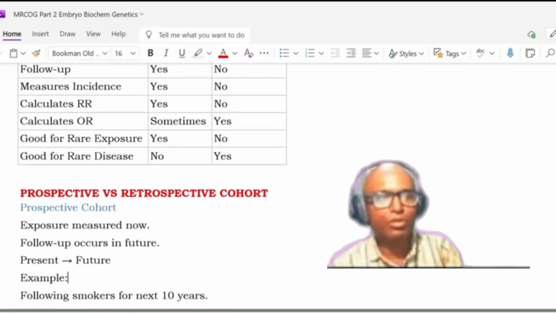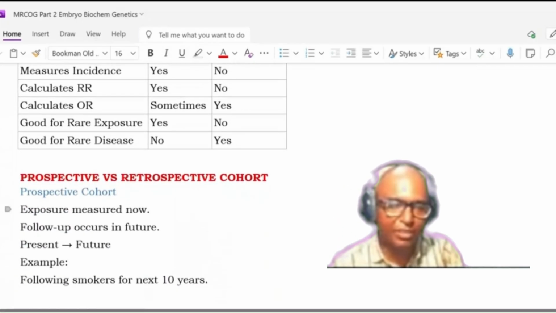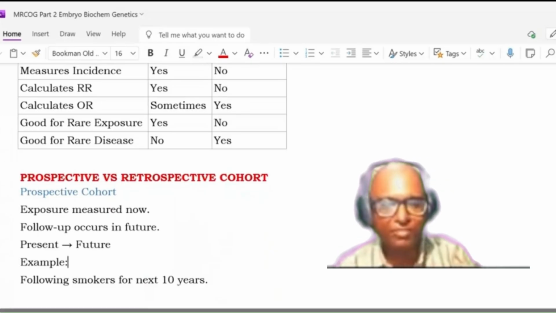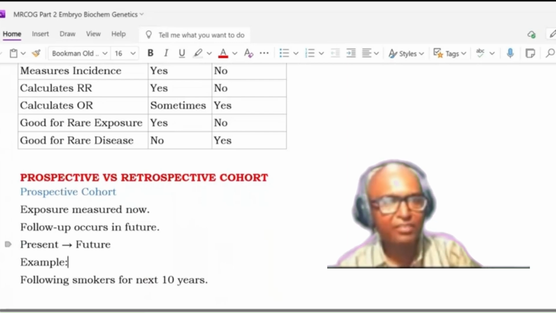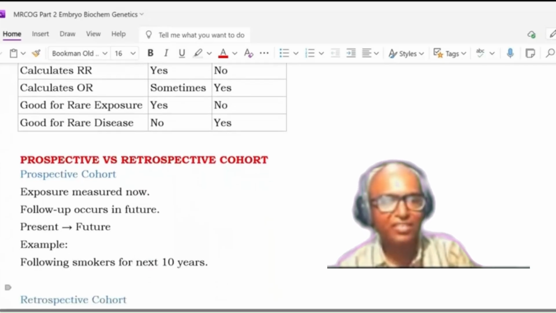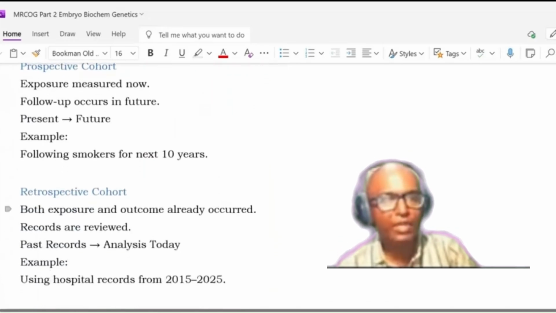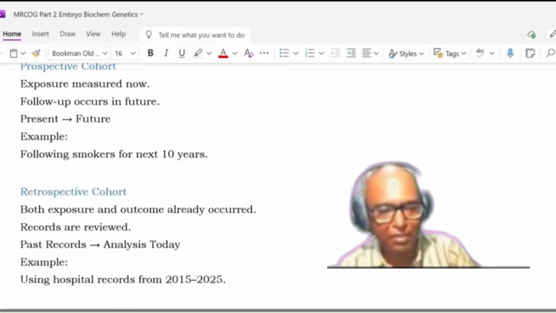Okay, so there is a prospective cohort also. There is a retrospective cohort also. Prospective cohort, what we have discussed, there is an exposure. And this exposure is measured now. The participants are followed up in the future. So it runs from present to the future. So following smokers for the next 10 years from now onwards. Okay. While in retrospective cohort, both exposure and outcome have already happened.